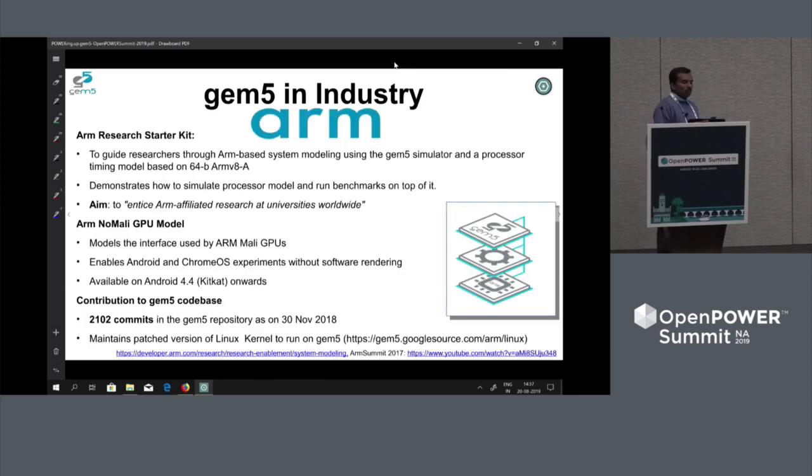Similarly, ARM has gone one step ahead. They have what is packaged as a research starter kit to enable ARM-affiliated research worldwide. You download that research kit, and it's basically a 64-bit ARMv8 model. Again, full system simulation can be run on it. It also contains a GPU model, and ARM is one of the more active contributors in the gem5 code stream.